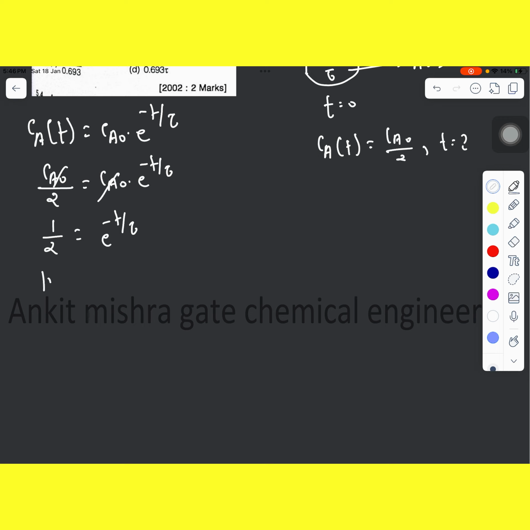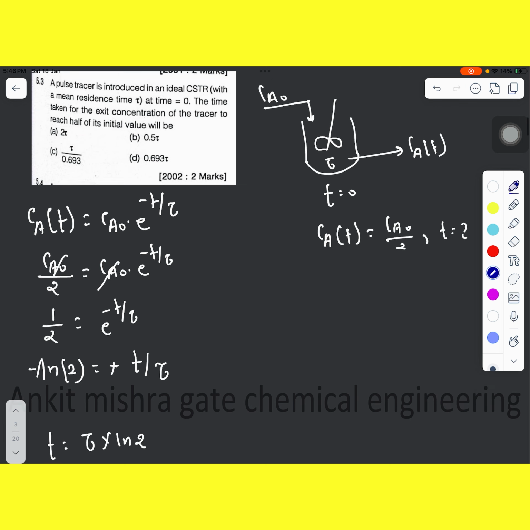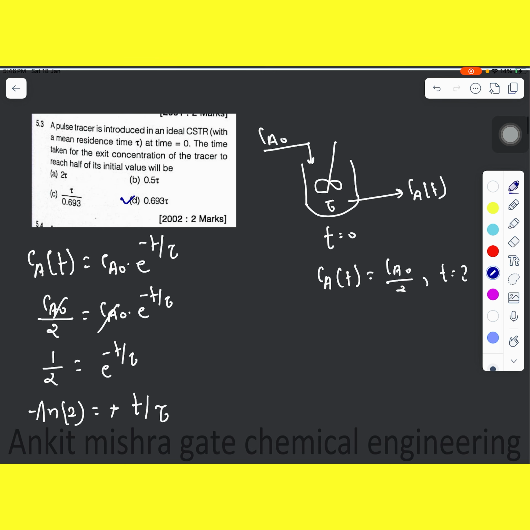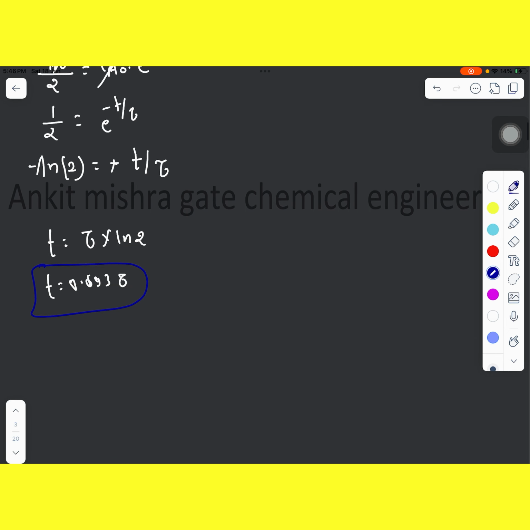If I take ln, so ln 1/2, that is minus ln 2, equals minus t by tau. So the minus will get cancelled out, and time will be equal to tau multiplied by ln 2. That will be equal to 0.693 tau. So this will be your answer. So from here, option D will be your correct option. Okay, this was a very simple question that is completely based on the formula.